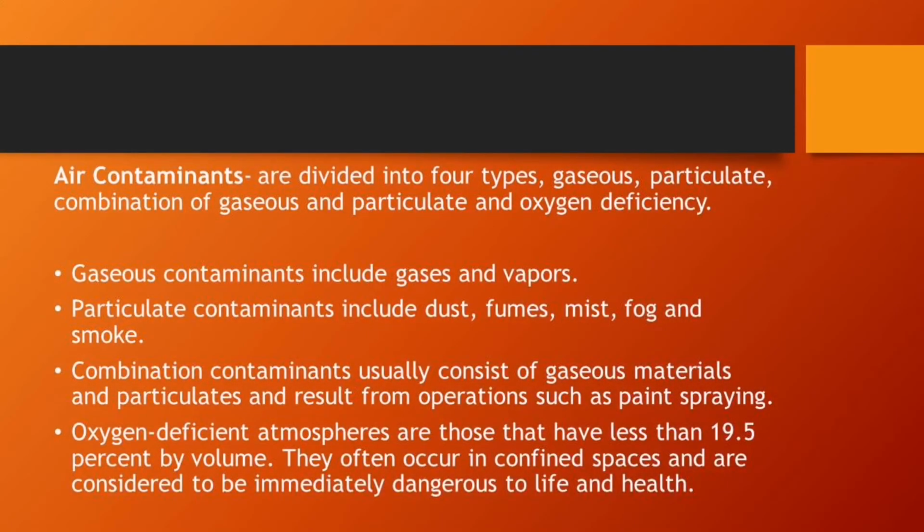The air contaminants are divided into four types: gaseous, particulate, combination of gaseous and particulate, and oxygen deficiency. One, gaseous contaminants include gases and vapors. The particulate contaminants include dust, fumes, mist, fog, and smoke. The combination contaminants usually consist of gaseous materials and particulates and result from operations such as paint spraying. And the last one is the oxygen deficient atmosphere. These are those that have less than 19.5% oxygen by volume. They often occur in confined spaces and are considered to be immediately dangerous to life and health.